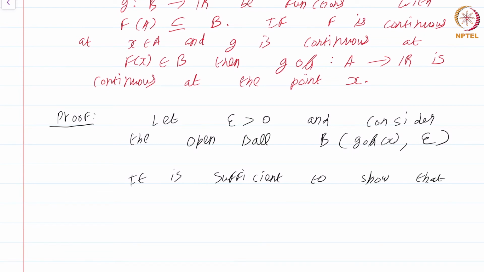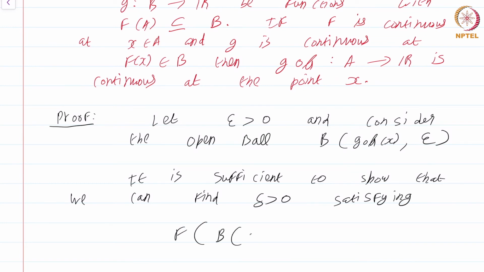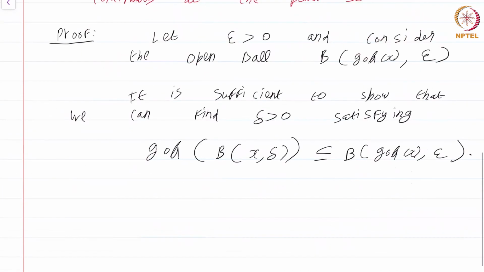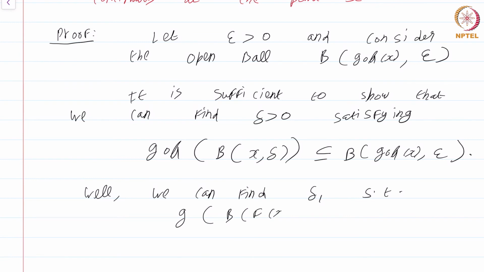that we can find delta greater than 0 satisfying g composed with f of B(x, delta) is fully contained in B(g of f of x, epsilon). If we can do this, then we are done. Okay. How does one do this? Well, we can find delta 1 such that g of B(f of x, delta 1) is a subset of B(g of f of x, epsilon).